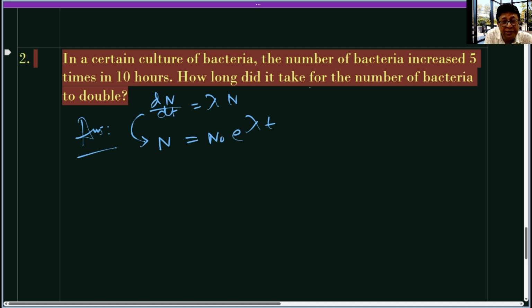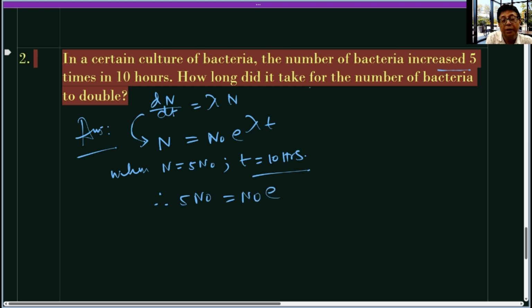N0 stands for here what? Initial number present. The number of bacteria increased 5 times. So, when N equals 5 N0, T is going to be 10 hours. Therefore, this value also you substitute, that is 10.